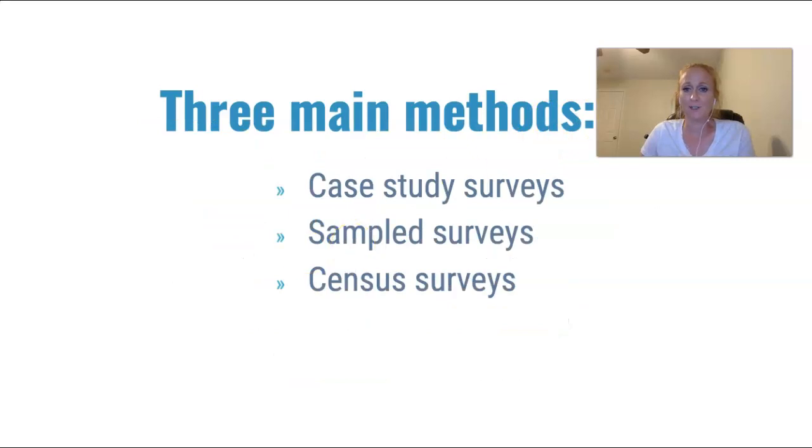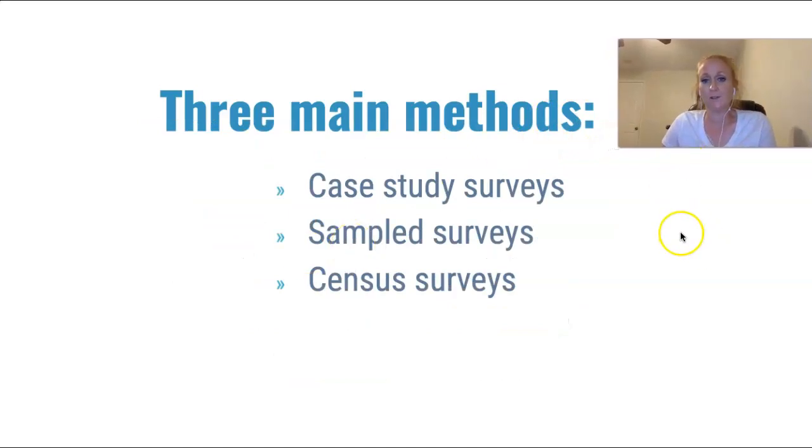There's three main methods. You can do case study surveys. You can do sampled surveys, which are probably the most common way that you're familiar with. And then we have things like census surveys that go out to everyone every year, right? And we kind of have very basic information we collect on that.